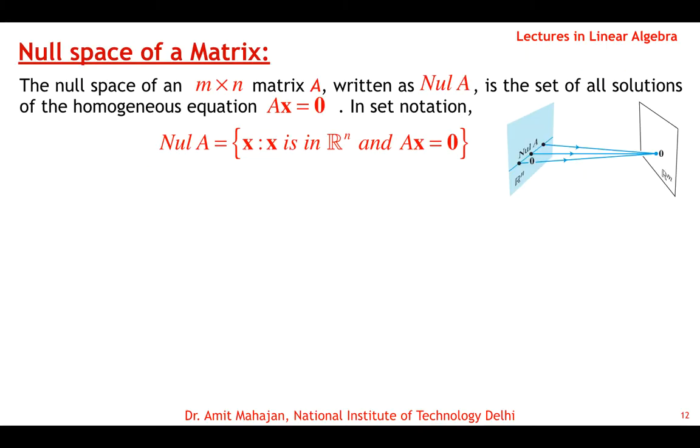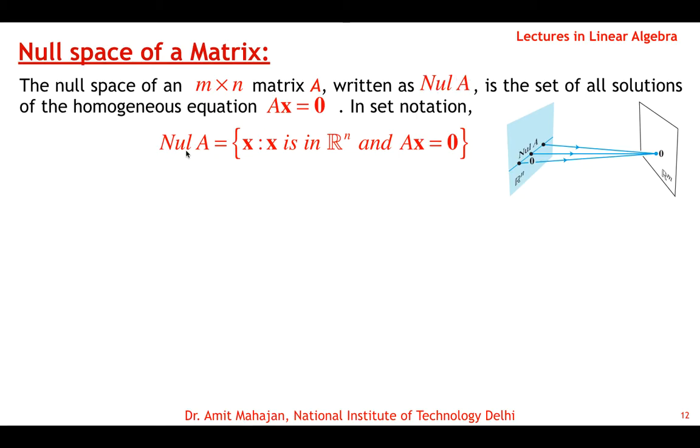Now we talk about two special subspaces. One is the null space and the second is the column space. So first we'll talk about the null space of a matrix. The null space of an M cross N matrix A, written as null A, is the set of all solutions of the homogeneous equation Ax equals 0. So if you solve the Ax equals 0 system and calculate all the solutions to this homogeneous system, those solutions belong to the null space of A.